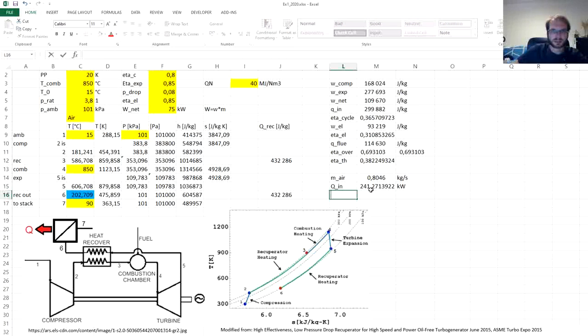And yeah, we have the fuel given in volumetric heating value, megajoules per normal cubic meter. So the volumetric flow rate of the fuel will be the heat input in megajoules per second, megawatts, divided by the heating value. And we get normal cubic meter per second.